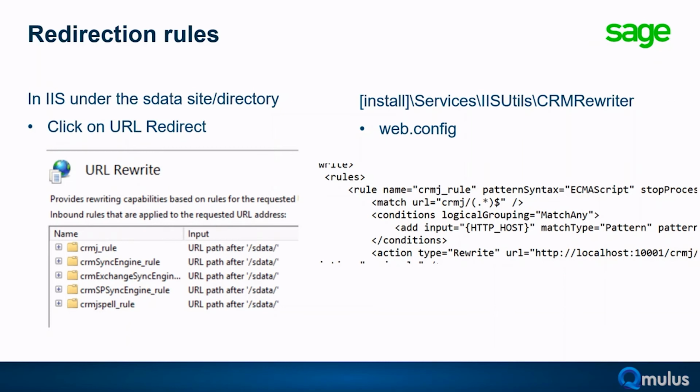So if you go to the install directory, you can also find a basic text file version of what you see in IIS. So in the install directory, if you go to services, IIS utils, and then CRM rewriter, so this is not for every single install. So remember, I mentioned that for every single install, there will be a CRM site. However, there will always only be one S-data site. And that one S-data site is referencing this IIS utils CRM rewriter web.config file. If you look in that web.config file, you'll see that to the bottom there, it says localhost, and then it's got a port number, 10,001. That is the port number that we checked previously, so we know our URL redirector is working correctly.